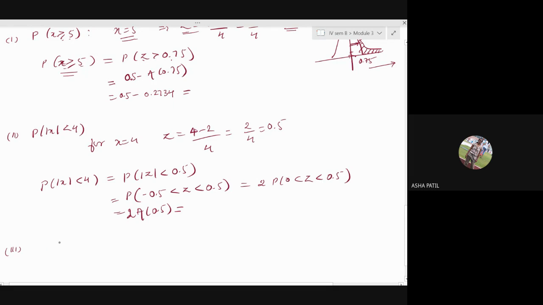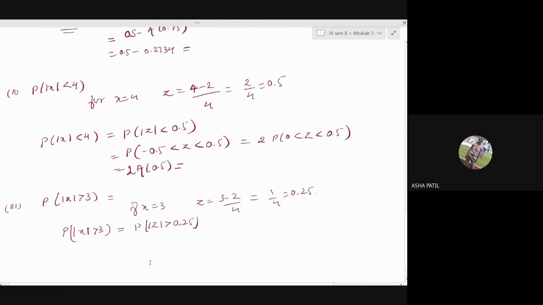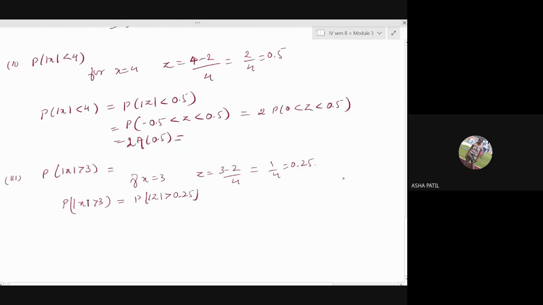Third question is probability, a similar one, that mod x is greater than 3. So what we can write, if x is equal to 3, then z is equal to 3 minus 2 by 4. So 1 by 4, that is 0.25. So probability that mod x is greater than 3 is nothing but probability that mod z is greater than 0.25. Which one will you take? Mod z is greater than 0.25 means which values you have to go for?